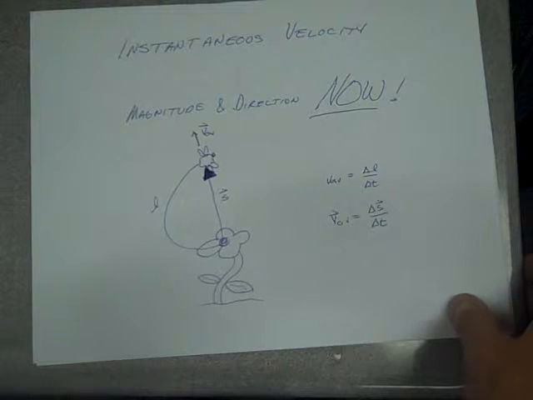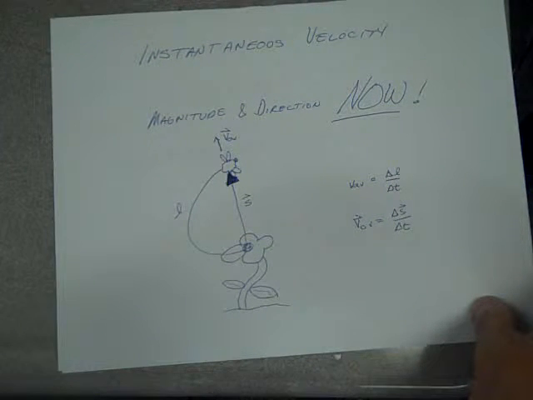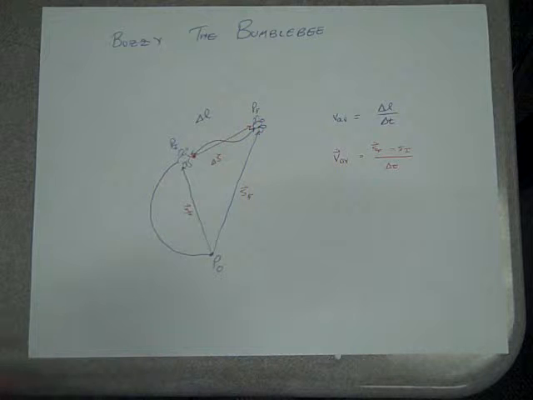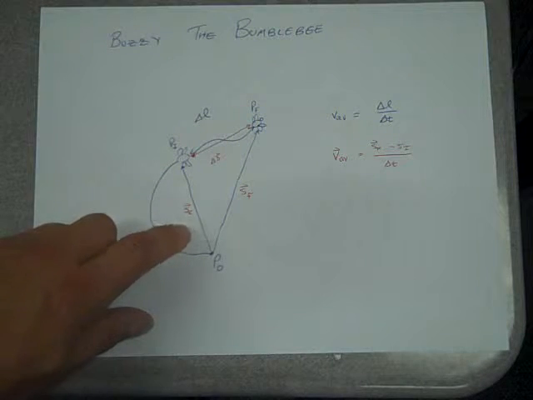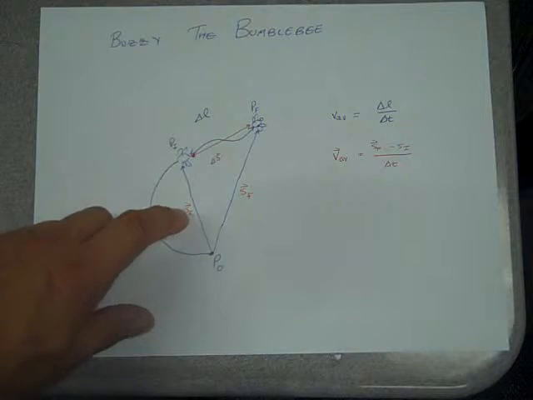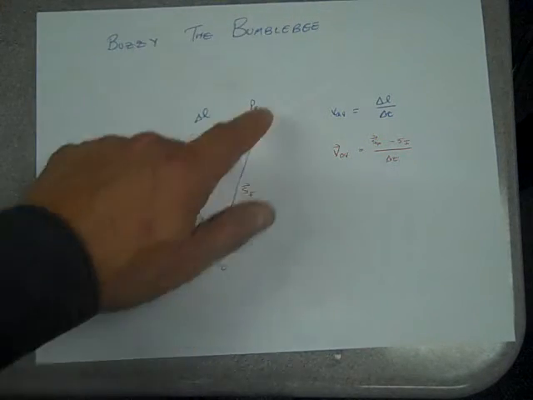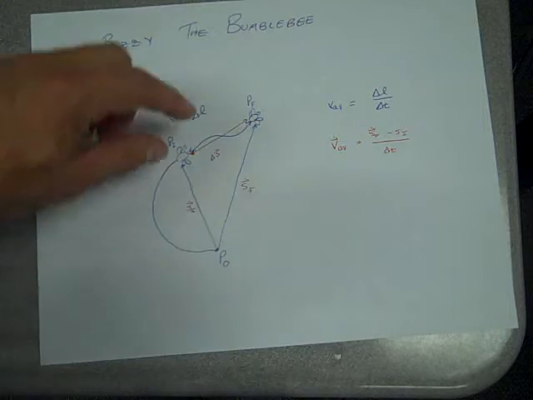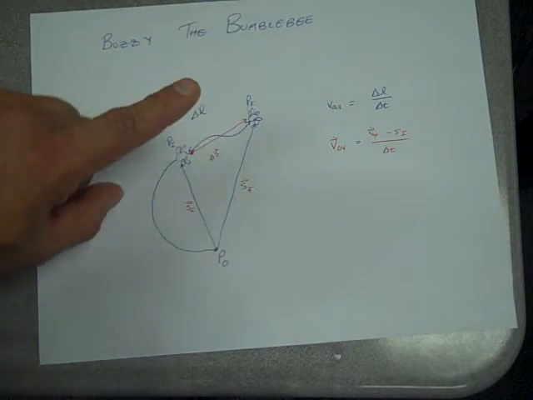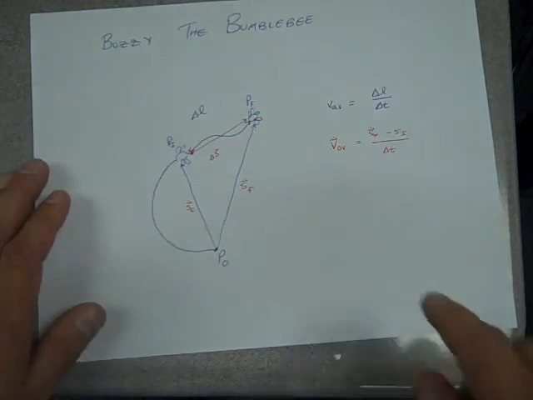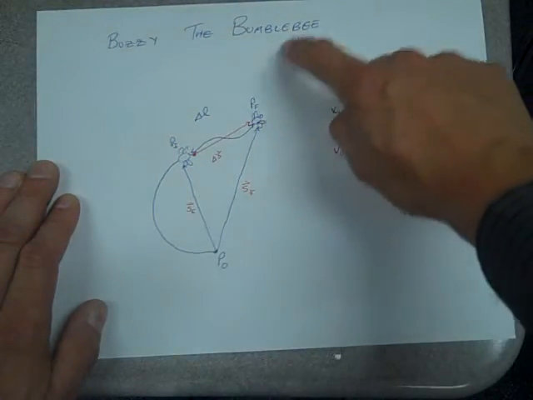Again, a much more representative situation of Buzzy the bee here. So again, if we take a look at Buzzy the bumblebee, you can see I've written out his S initial and S final, and instead of going from here to here as a long final, I'm doing a delta S here, which will put my instantaneous velocity off in this direction, whereas the average would actually be out this way.